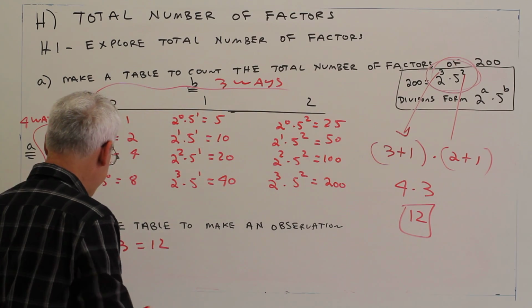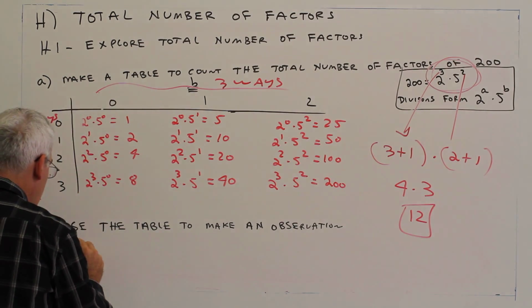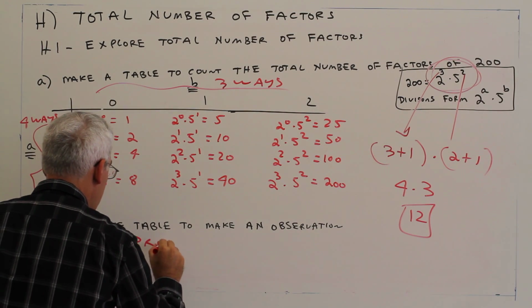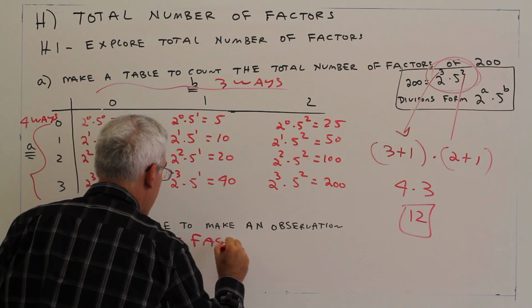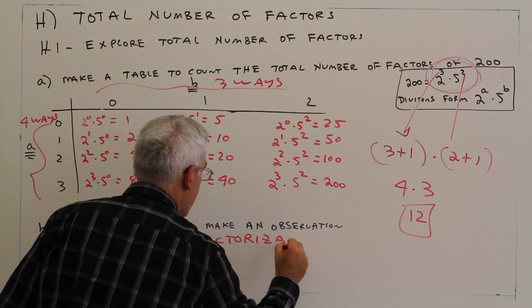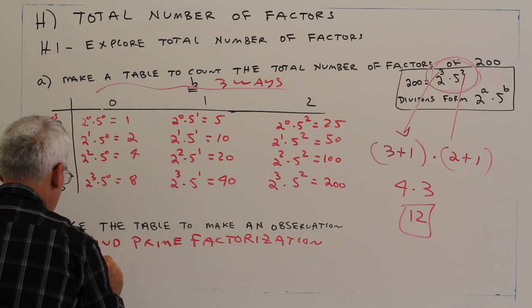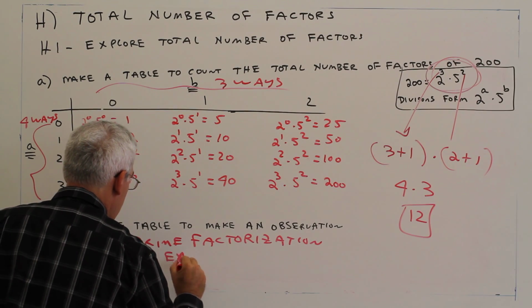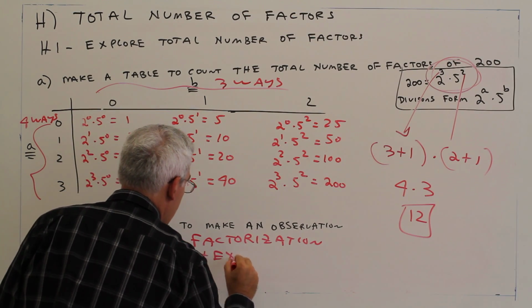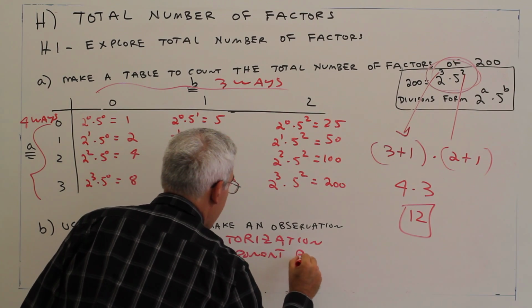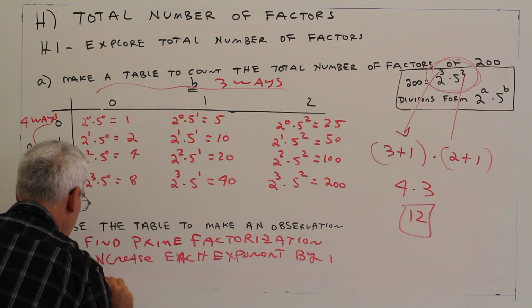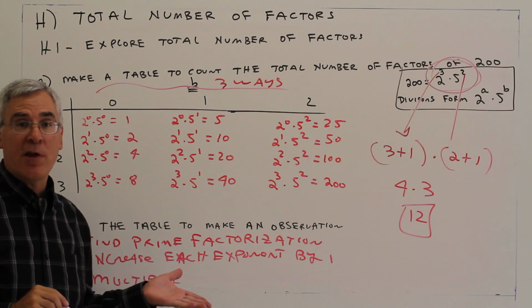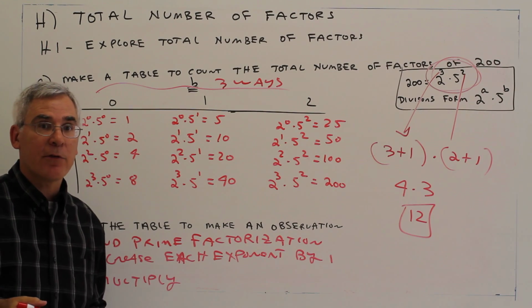So here's the rule. Find the prime factorization, increase each exponent by 1, and then multiply. So those are the 3 steps. And in the next video we'll apply this.